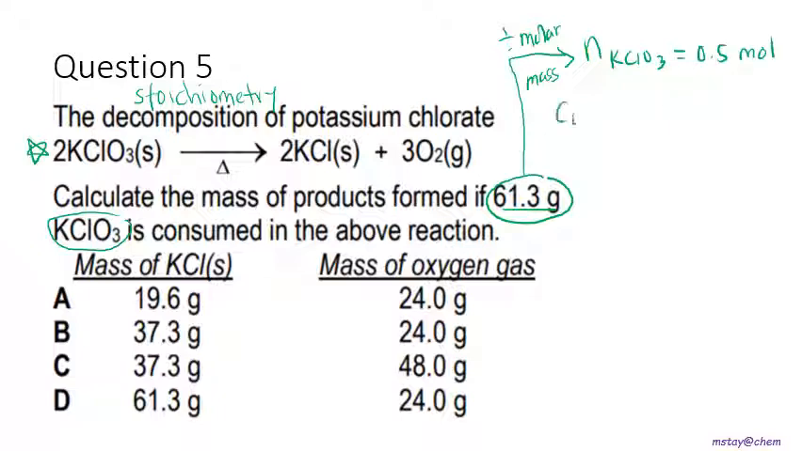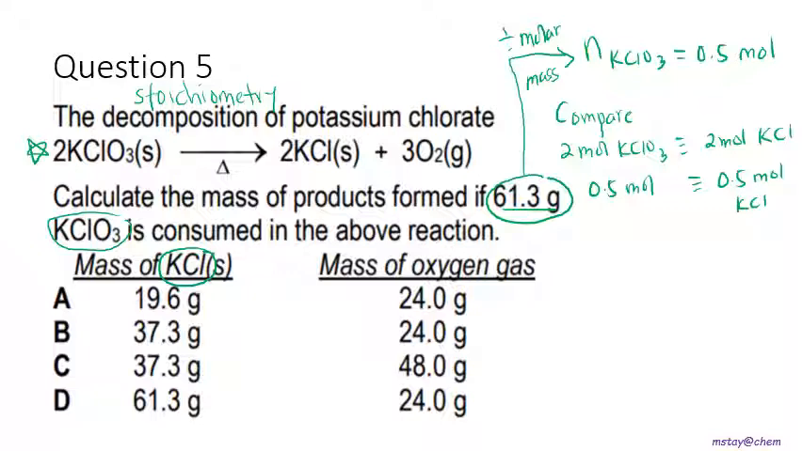Then we need to do the comparison, based on the equation. We need to find out the mass of KCl. So we compare: 2 moles of KClO3 produce 2 moles of KCl. In this case, we have 0.5 mole of KClO3, so definitely it will also produce 0.5 mole of KCl. Then, having the number of moles, we multiply by the molar mass of KCl. We will get the mass of KCl is 37.3 grams.